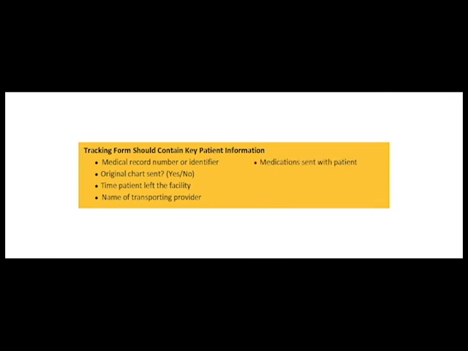Hospital plans should specify the process to track the arrival of each patient at their predetermined ultimate destination. They should also specify the plan for patient repatriation to the original facility when the hospital returns to operational status. The tracking form used should contain key patient information, such as their medical record number or identifier, indication as to whether or not the original chart was sent with the patient, the time the patient left the facility, and the name of the transporting provider. In addition, the form should include a list of medications sent with the patient, whether or not the family has been notified of the transfer, and their contact information.